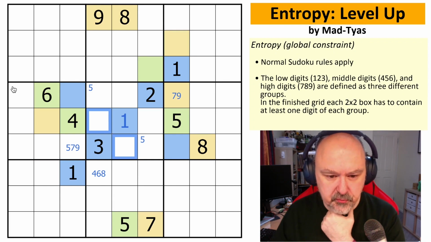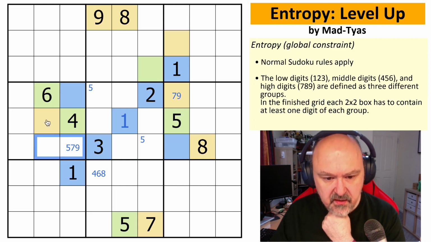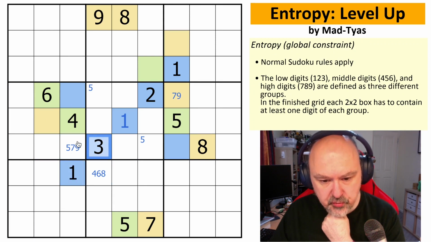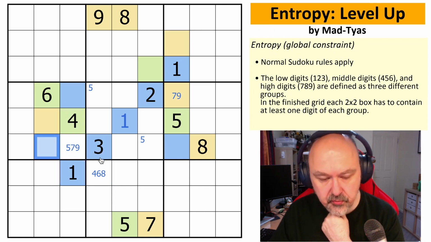I need to put a blue in here. This is not blue because I can only put two blues into an area and I've already got two blues in here. I need to put a blue in here and it can't be that one or I'd have too many blues in here. That is blue. This is different ways of thinking about things.